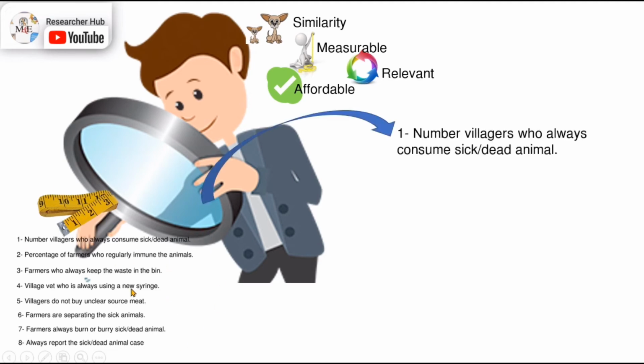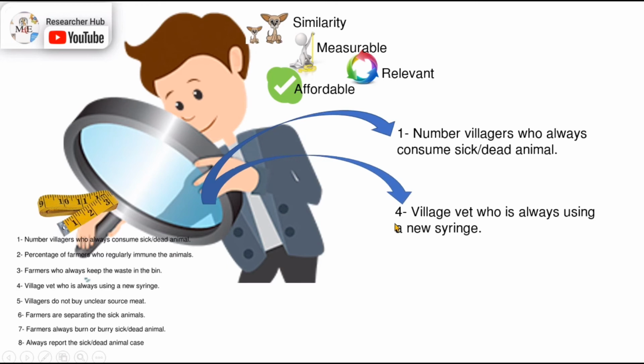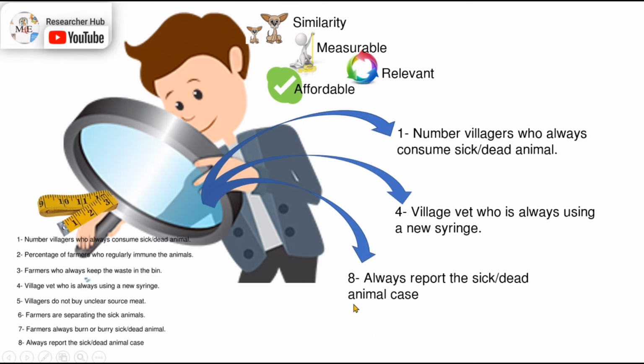Now assume that they have a long discussion, or days of discussions. Then they feel that indicator number 1, number of villagers who always consume sick or dead animals, is the most appropriate to measure the intended outcomes. Indicator number 4, village vet who is always using a new syringe. And indicator number 8, always report sick and dead animals.